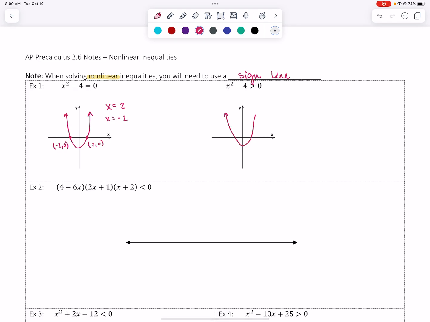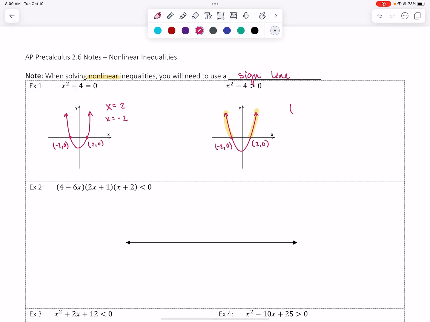So our parabola, and what we're going to do is make sure that we are looking for everything that is above our line here. So we're looking for things that are greater than 0. So all of this region up here is what we're looking for. So if we think about it, we have all the possibilities of everything from negative infinity to negative 2 and from 2 to infinity.